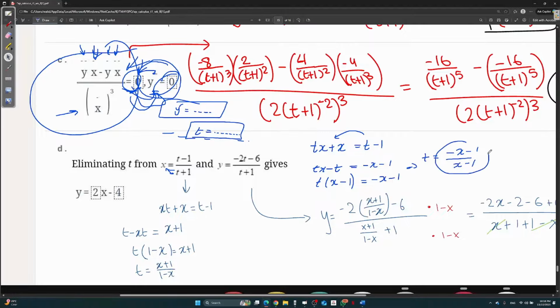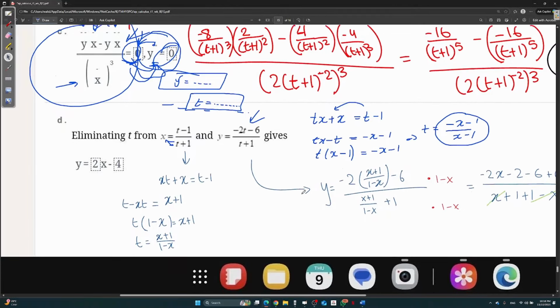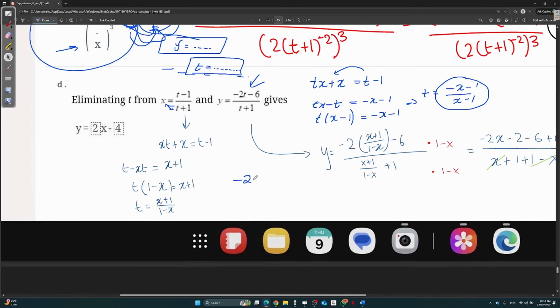So you can now substitute this t value over here. So let's do it. Negative 2 times negative x minus 1 over x minus 1, minus 6, over negative x minus 1 over x minus 1, plus 1. Solve it, you're going to get, oh my god, it's so annoying. Let's just solve it. It seems pretty annoying, honestly. Now what she did in the PDF was multiply by this up and down to get it cancelled, which is honestly a pretty smart idea. I think I'm going to do that.